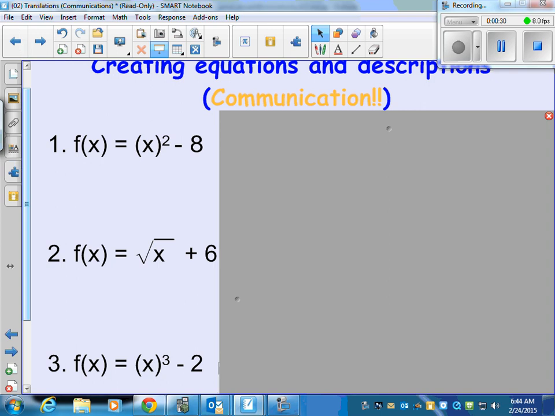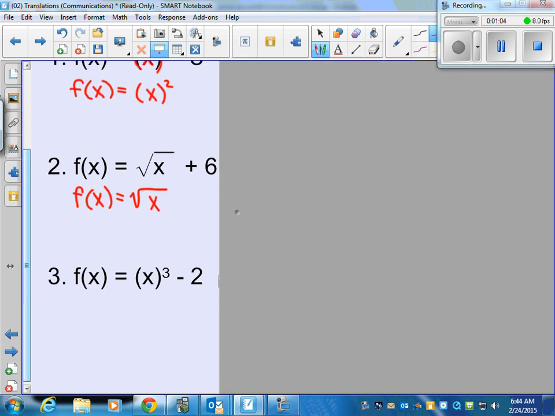So when we look at a function that has been transformed, the first thing we have to do is identify what the parent function is. A parent function always starts with a variable, and then we're doing some operation to it. So the parent function of this graph is f of x equals x squared. The parent function of the second equation is f of x equals the square root of x. And the parent function for the third equation is f of x equals x cubed.